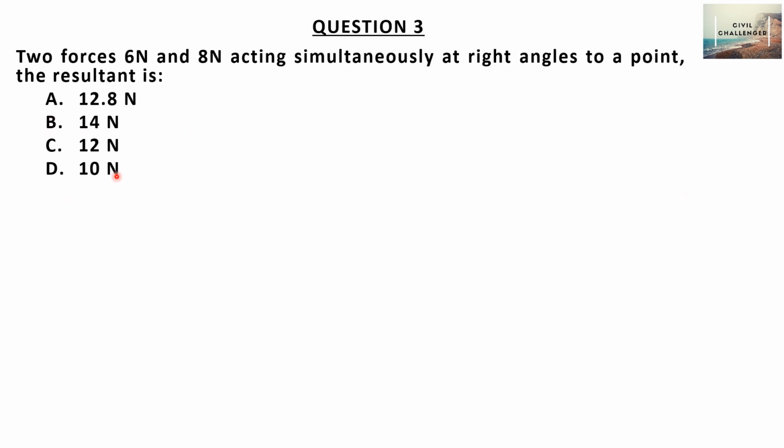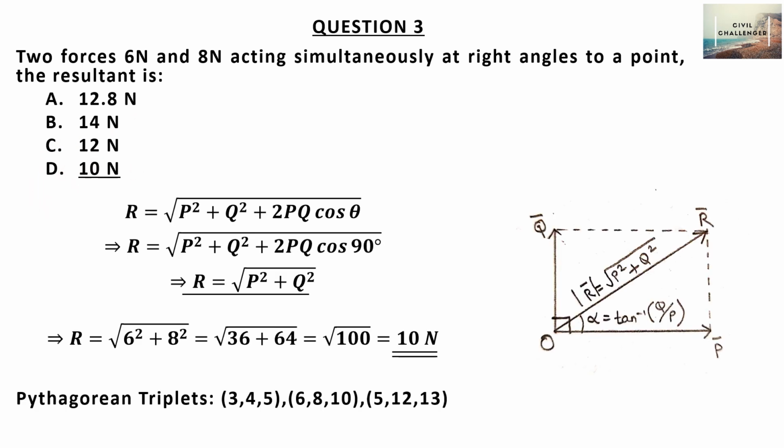Now the next question is, two forces 6 Newton and 8 Newton acting simultaneously at right angles to a point. The resultant is option A 12.8 Newton, option B 14 Newton, option C 12 Newton, option D 10 Newton. We know that the resultant is given by the equation R is equal to square root of P square plus Q square plus 2 PQ cos theta.